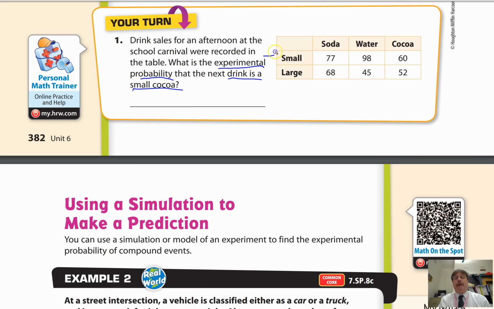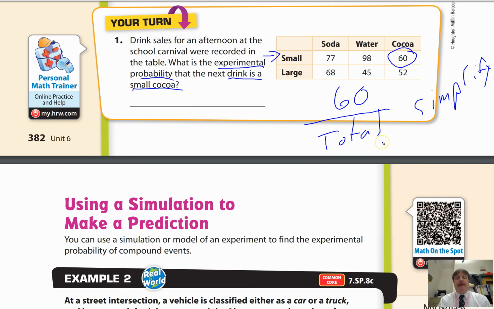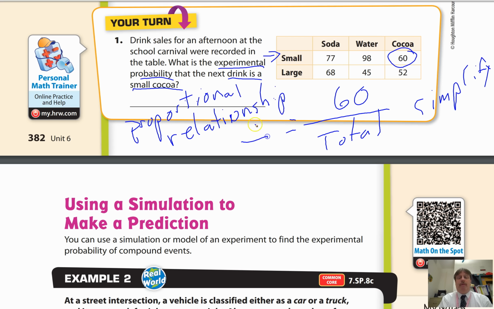So if we take a look, we got the small, we got the cocoa here. Okay, so it's going to be 60, and then you have to come up with the total. Okay, I'm going to let you do that. And then, of course, you have to simplify your answer. Keep in mind, we're also talking about proportional relationships when we simplify. 60, what is that equal to when you simplify that down?